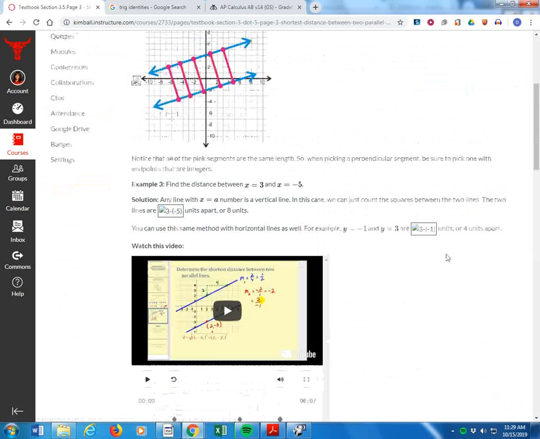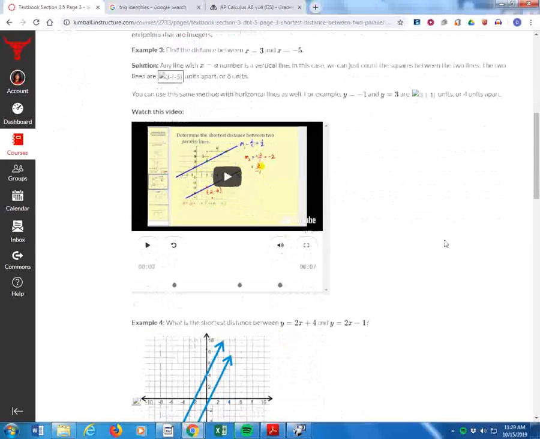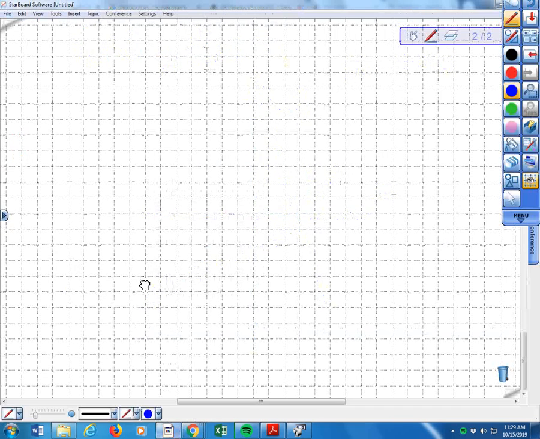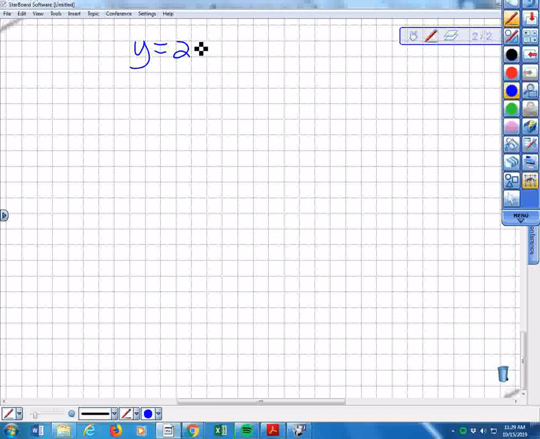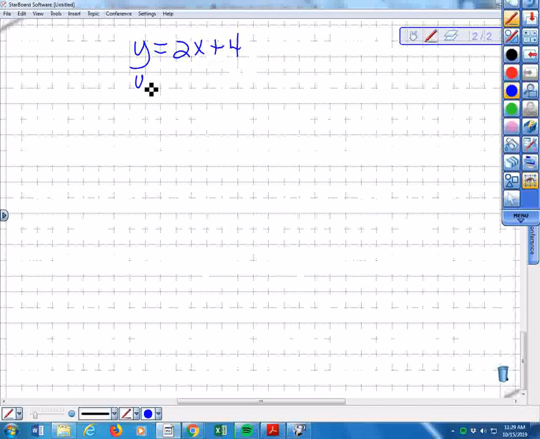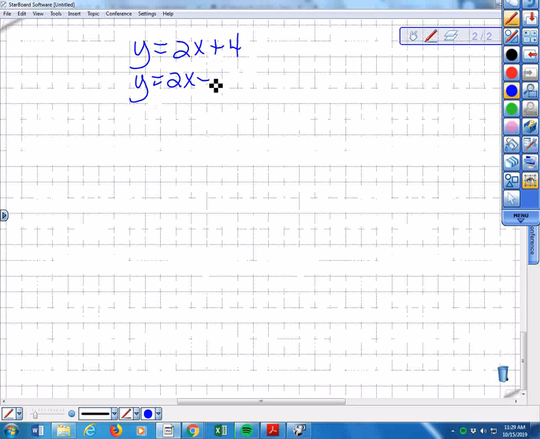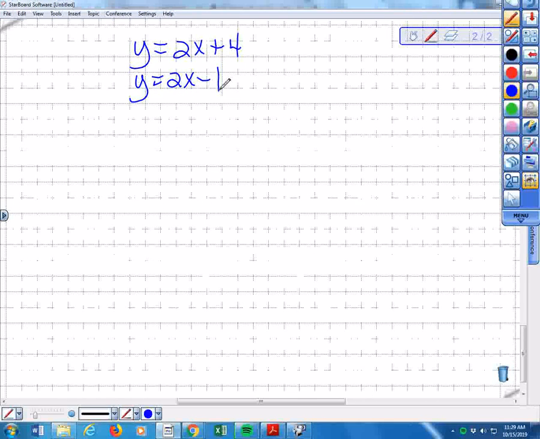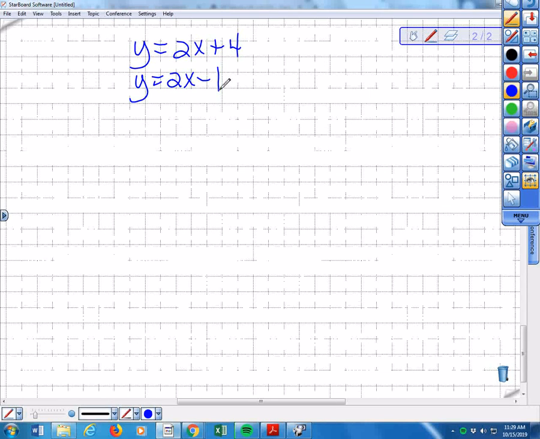Let's do this. We're going to do distance between two lines. y equals 2x plus 4, y equals 2x minus 1. This time, do you recognize these two lines are parallel? Nope. Yes. Yeah, because they have the same slope.